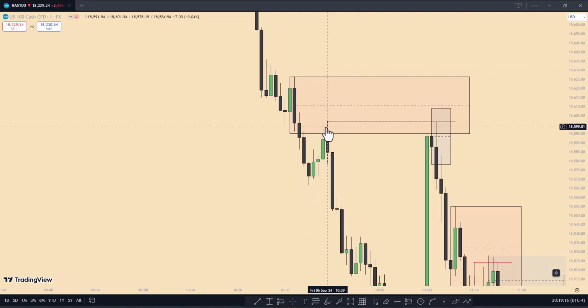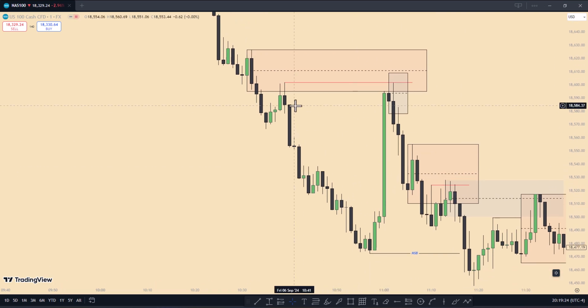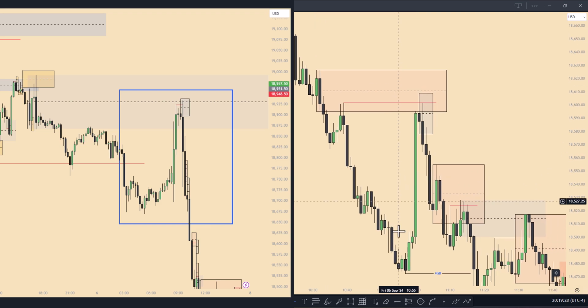So putting this high inside this zone, mitigating 30% of the zone, another expansion to the downside, and look what happened right here. Remember that pullback, that big move earlier on, it happened here on the 1 minute time frame, right? A big explosive move to the upside. A lot of traders will see this as a market structure shift. No, this is not a market structure shift.